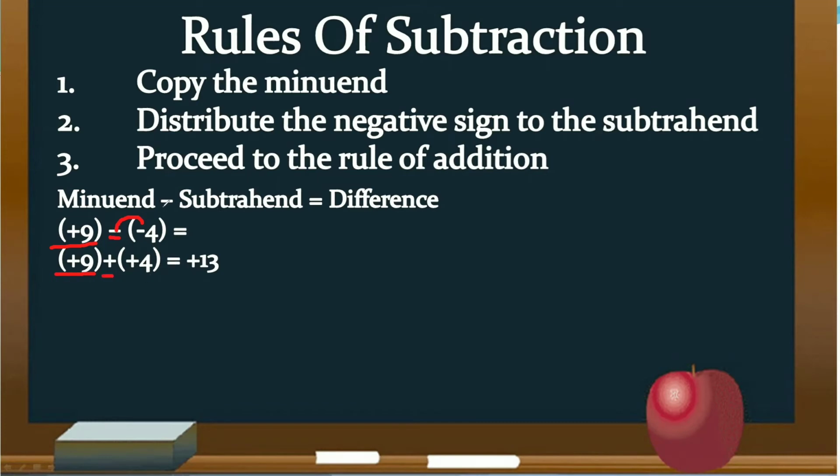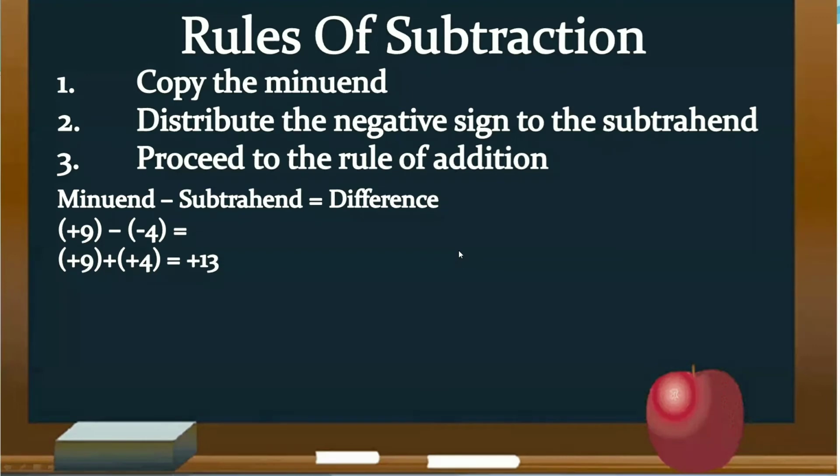After doing step 2, we will proceed to step 3, the rule of addition. As you can see, the operation has now changed and it became positive, or plus. So we will now apply the rule of addition that we have discussed earlier. Positive 9 plus positive 4 is equal to positive 13. So this is the final answer, positive 13.